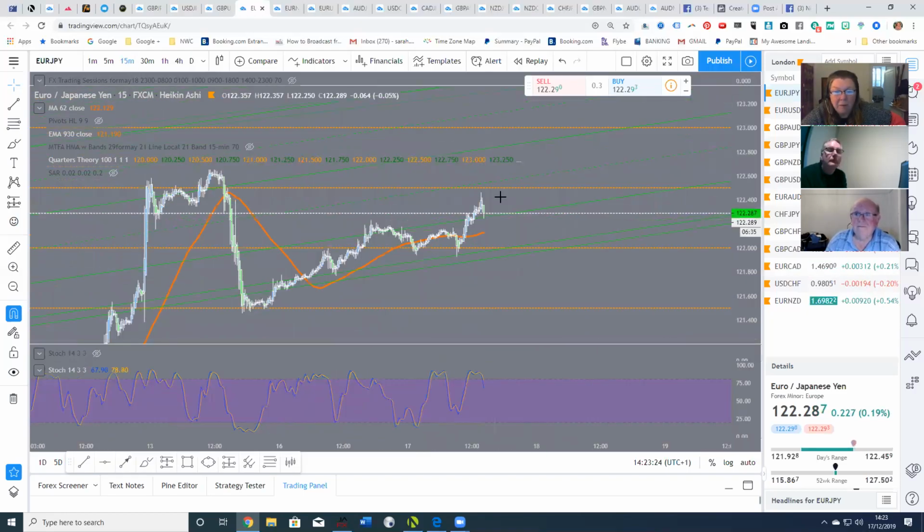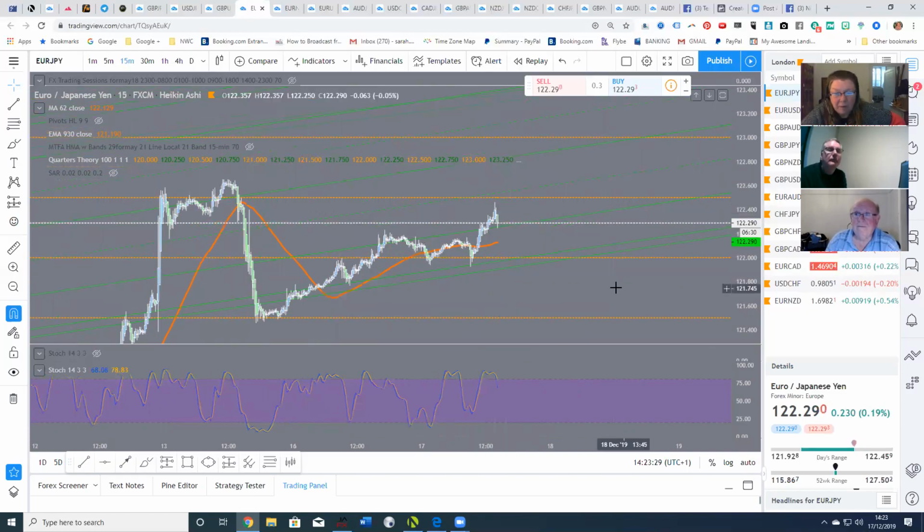So I'll leave it up to you. I will do this on demo. You can see it's coming back down there. It has got that 45-degree angle, but they're quite close together. And I've still got that slight upward trend on the 62.